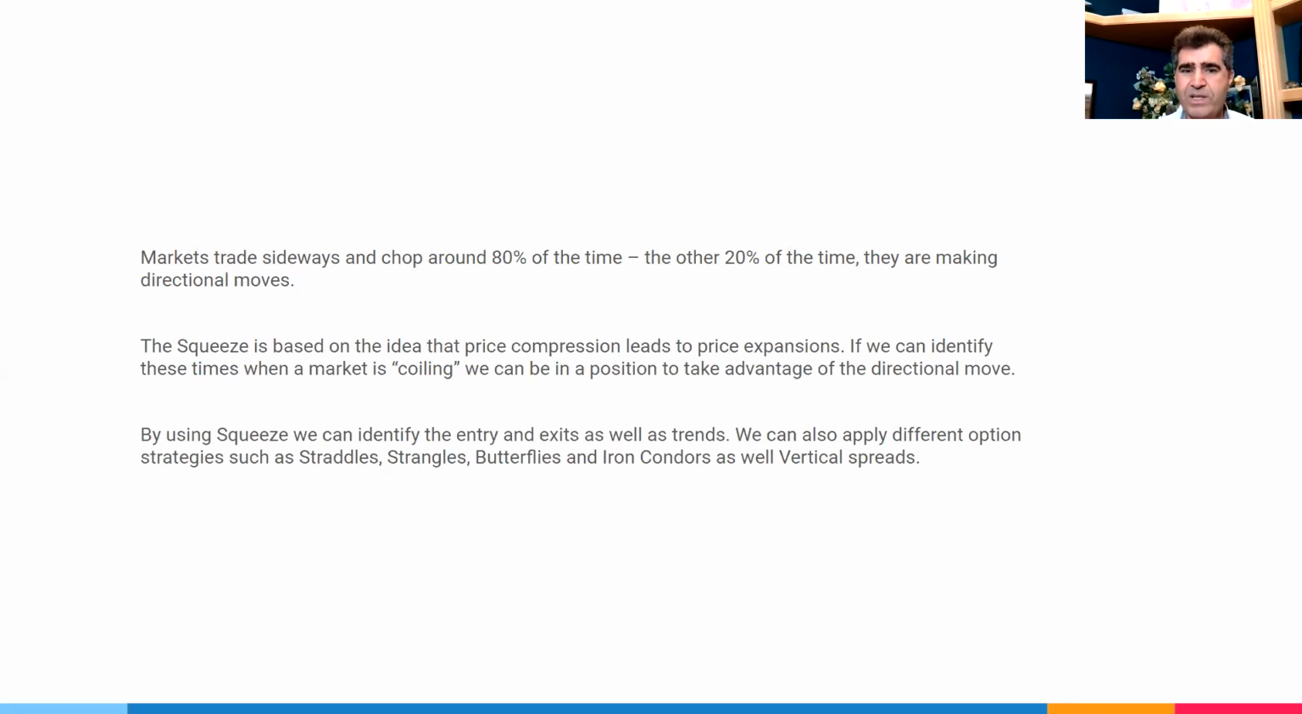So what this squeeze is based on is price compression. It says this energy is coiling, it's compression, and then it breaks out. So we want to be on that side. When that explosive move is happening, we want to be part of that explosive move. With the squeeze, we can identify when those moves are going to happen and in which direction.